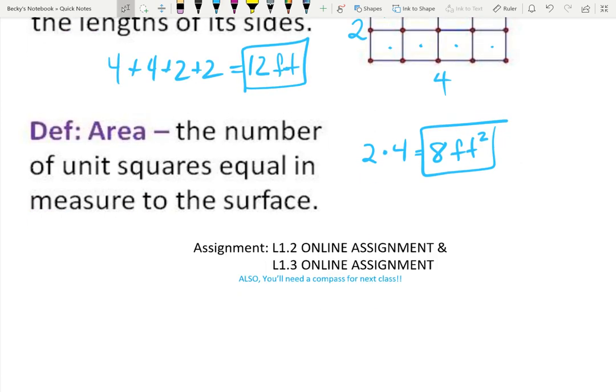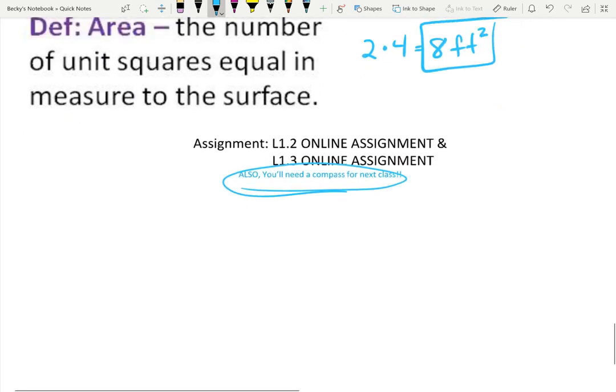Okay, so for your homework for this time, you're going to do lessons 12.1 and 12.2 online assignment. Again, you get unlimited attempts. You get to message me anytime for help, and know that you're going to need a compass for next class. We're going to try to figure out how to do constructions over video. So I'll get to that soon.